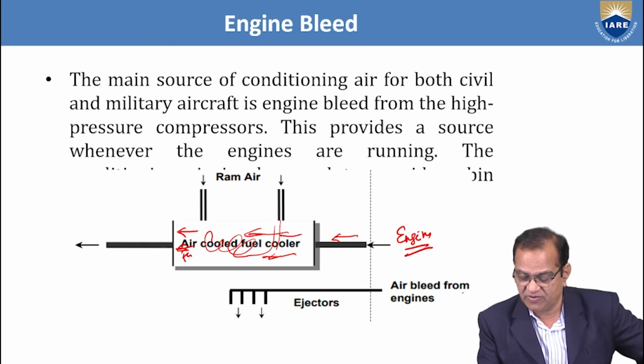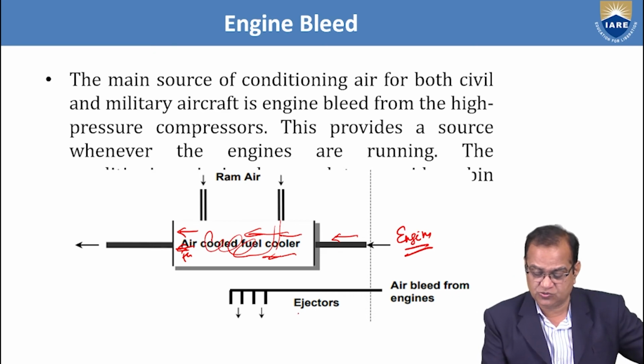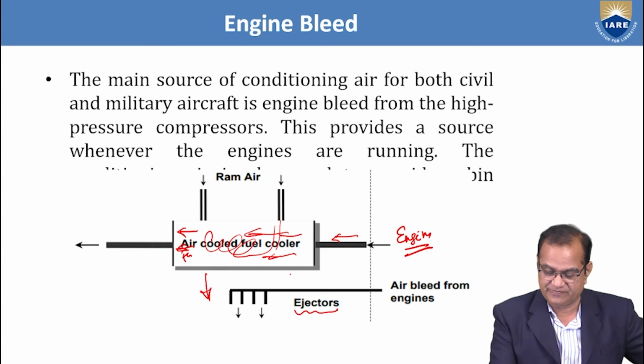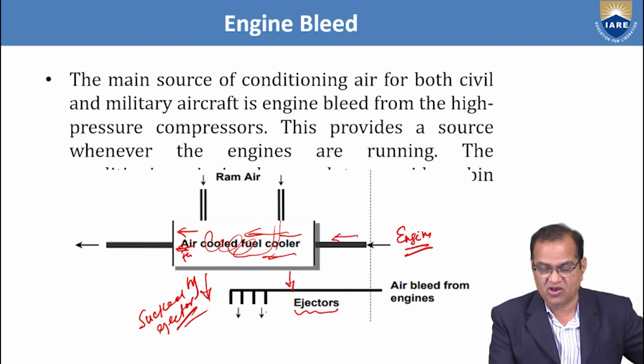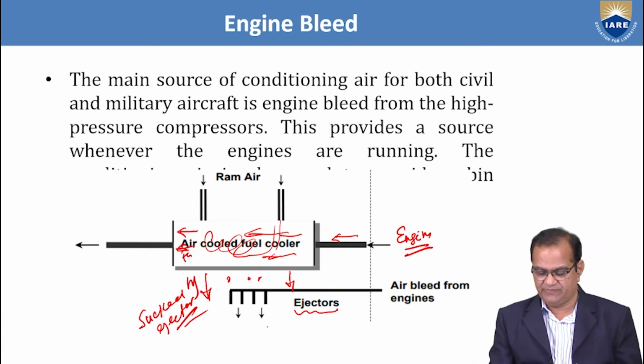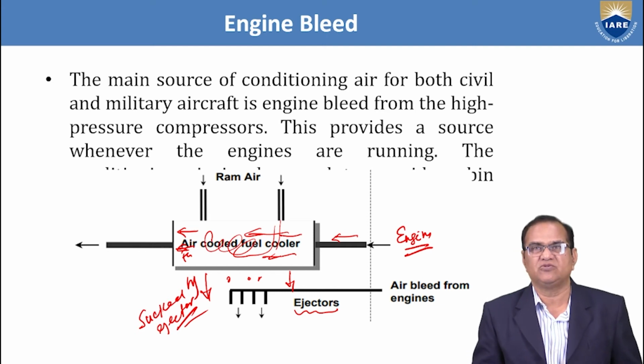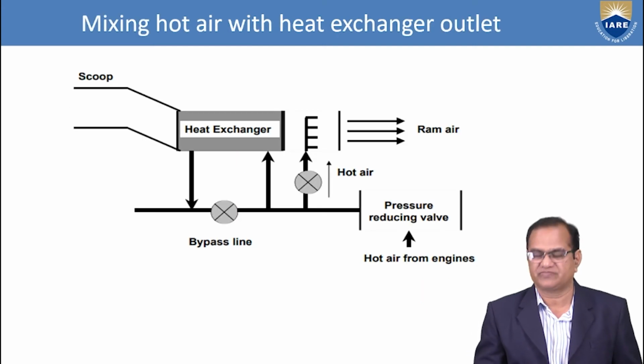Here air bled from the engines is used as an ejector, and this ejector will suck this air. This is sucked by the ejector. So this high velocity air is going, so here the pressure will be reduced and this will be sucked. So in this way these systems are working, and this engine bleed is used for this purpose.